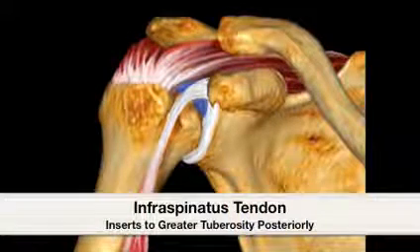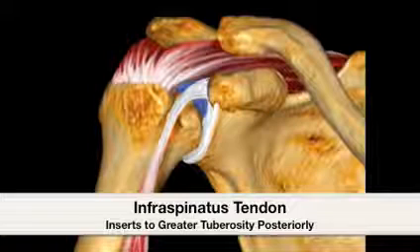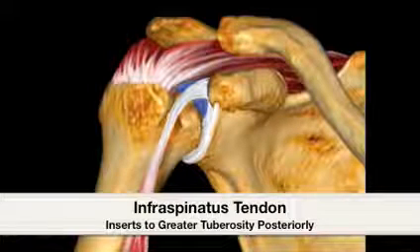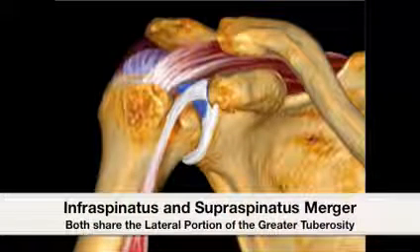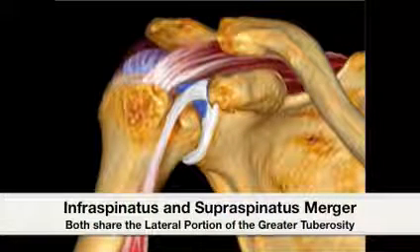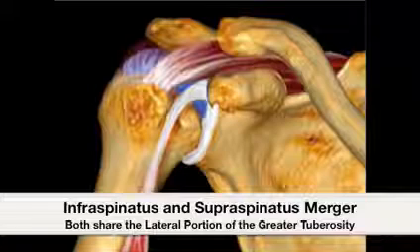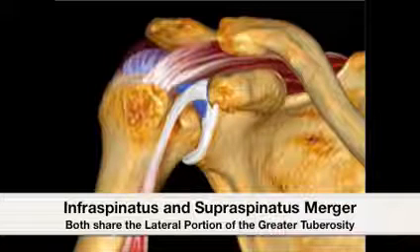Posteriorly, the infraspinatus tendon wraps around the posterior surface of the humeral head to attach to the remainder of the greater tuberosity's lateral and posterior margins. As the infraspinatus tendon attaches to the posterior aspect of the greater tuberosity, take note that about 1/3 of its tendon fibers share an insertion point with the supraspinatus's posterior 1/3 of its tendon as well.